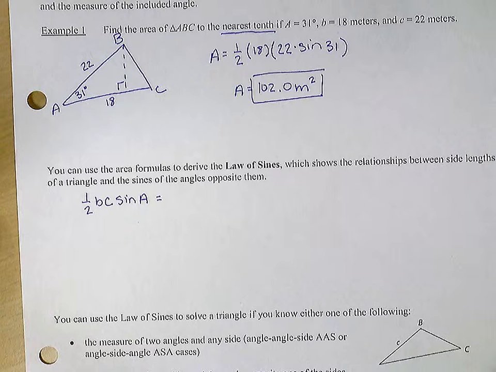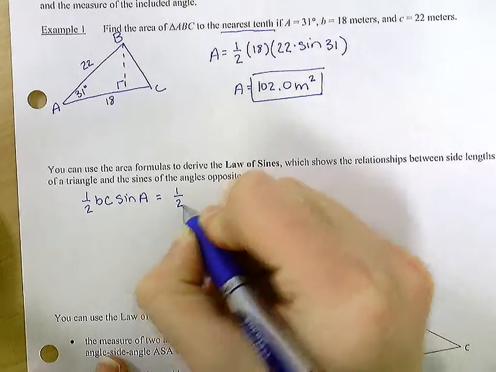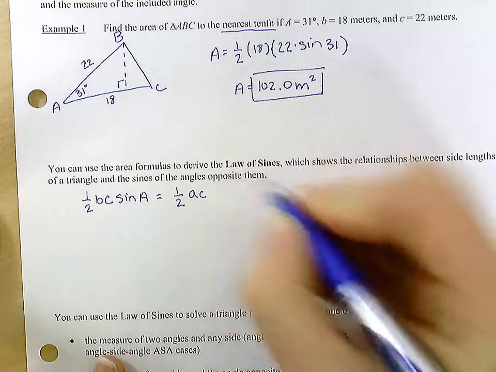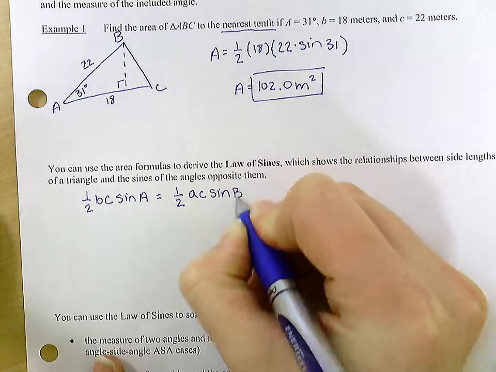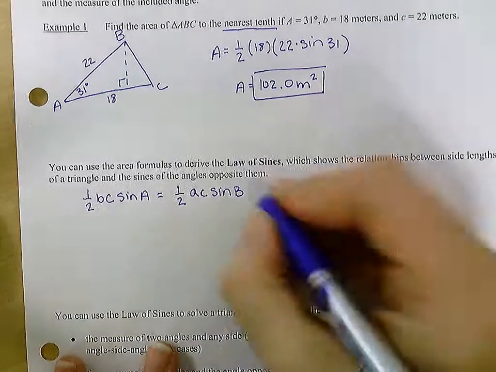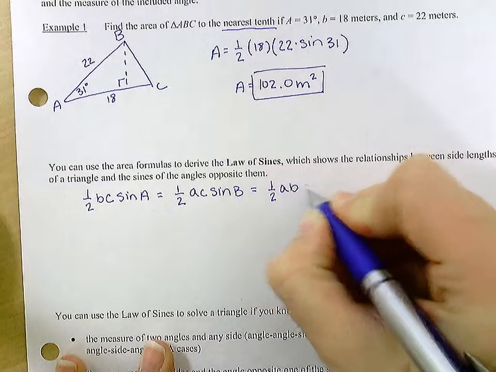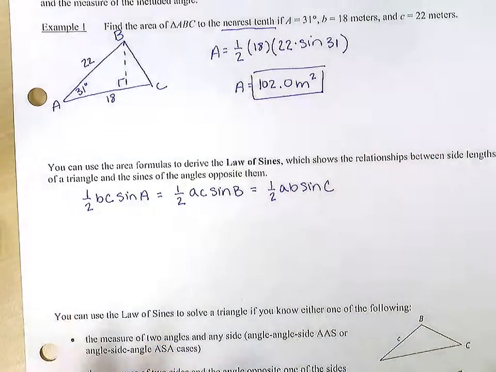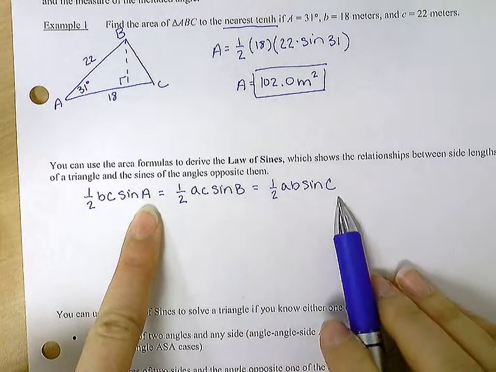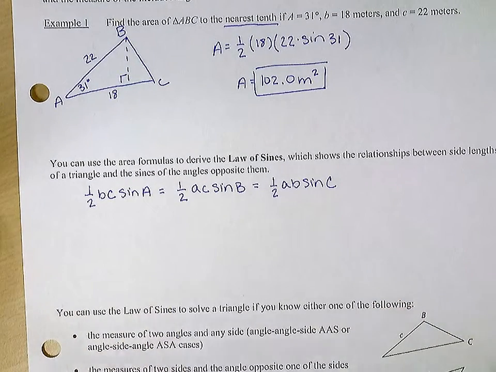Now we can write this same formula for each and every angle within that triangle. So we could also have 1/2 A times C times the sine of angle B, which would give us the same area. We would just be going from a different angle to start off with. Or 1/2 A times B times the sine of angle C. So notice how I have a different angle for each, but each of them is the same basic formula.